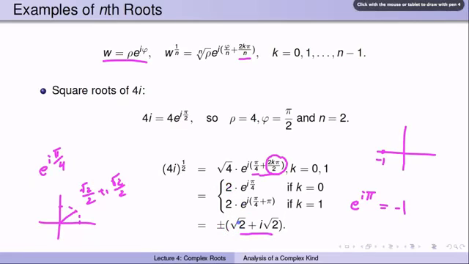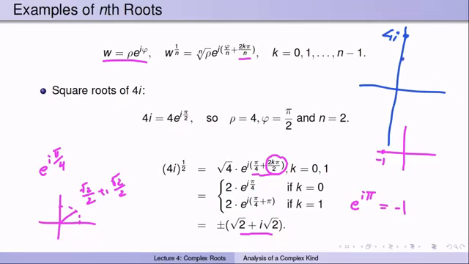So in a picture, I'm drawing a lot of pictures here all over the place, the square roots of 4i, where are they? 4i is far up on the y-axis. i is here. The square roots of 4i are at distance 2, so on the circle of radius 2, and at a 45-degree angle. That's one of the square roots, and the other one is over here. So these are the 2 square roots of 4i. And in coordinates, they are plus or minus root 2 plus i root 2.